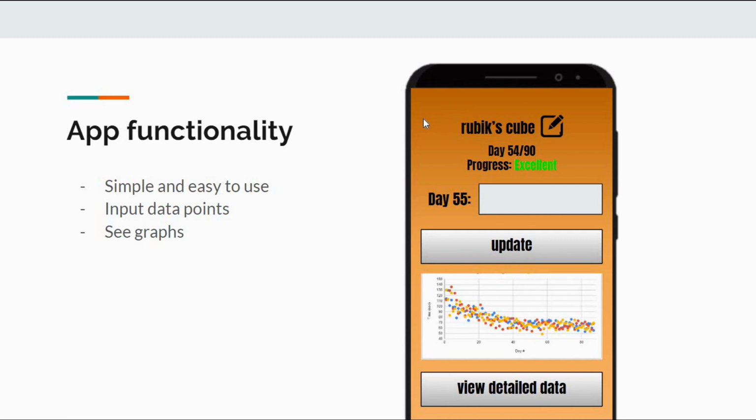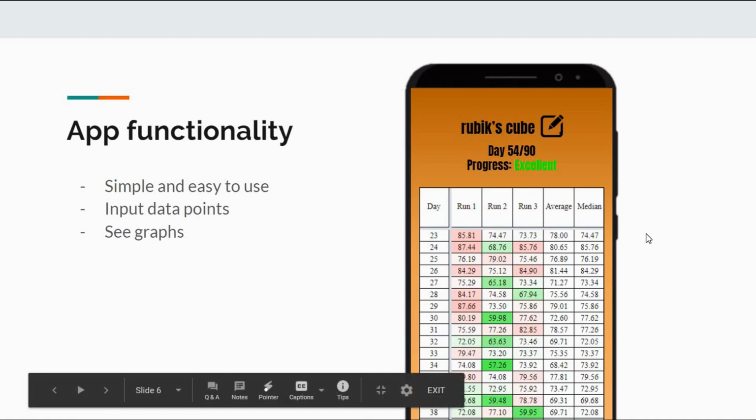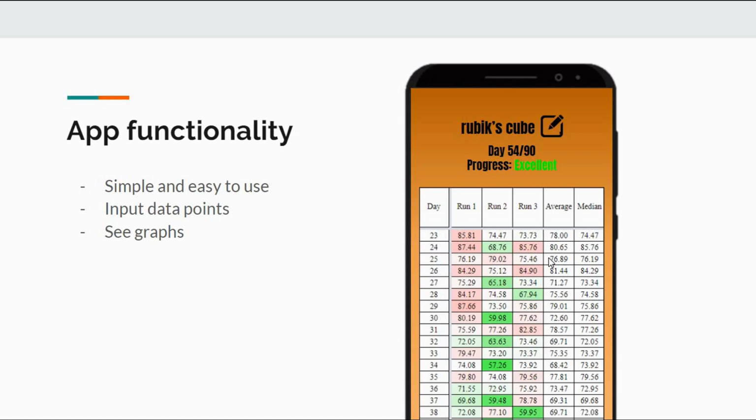On the Rubik's Cube page, you can see that you have three options. You can input a new data point by just entering a number and pressing update. You can look at the graph of all the existing data points so far, and you can also view detailed data. Upon entering this menu, you can see that we have all of the data points organized into a spreadsheet for easy view access.